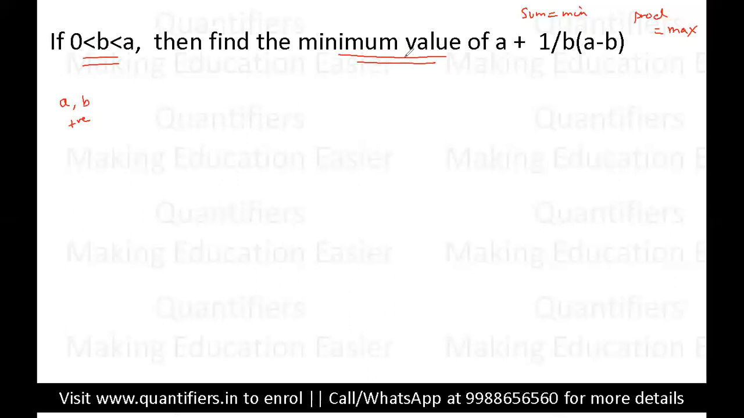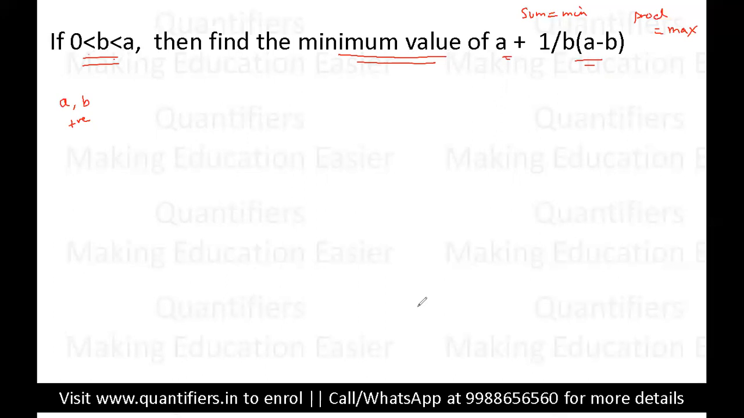Now if you see, they are asking the minimum value and they are asking about sum because both are being added. So they are asking about minimum sum. And you can see A and B are positive. So students, from here, you will come to know that you have to apply AM-GM property.